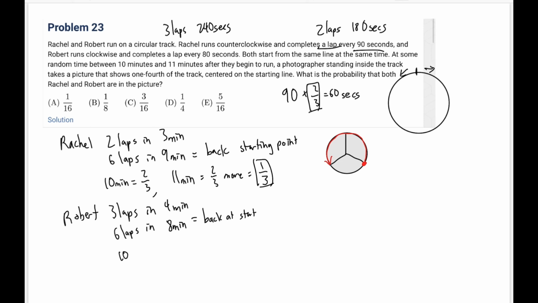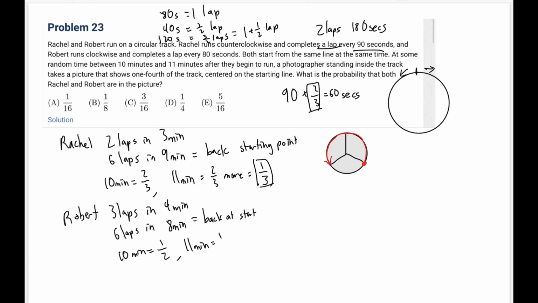And then when 10 minutes comes, 2 minutes have passed, right? So 80 seconds is 1 lap, and then 40 seconds is half a lap, right? So 120 seconds would be 3/2 laps. So this is 1 plus 1/2 lap. So at 10 minutes he would be at the half line. So it's 1/2. And then at 11 minutes he will have traveled 3/4 more, right?